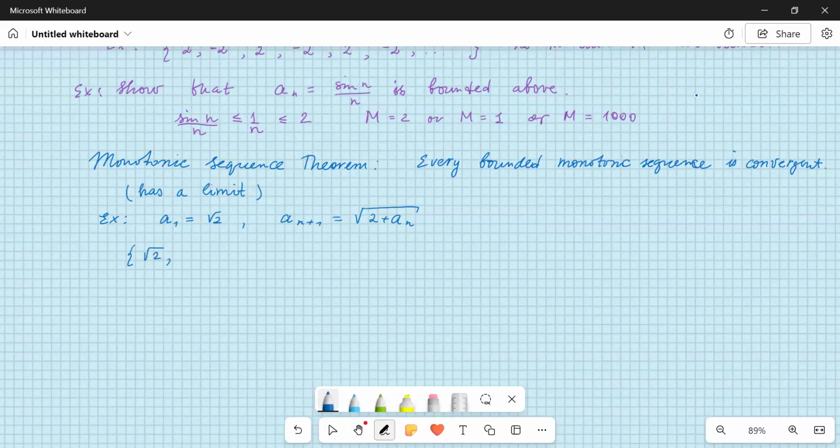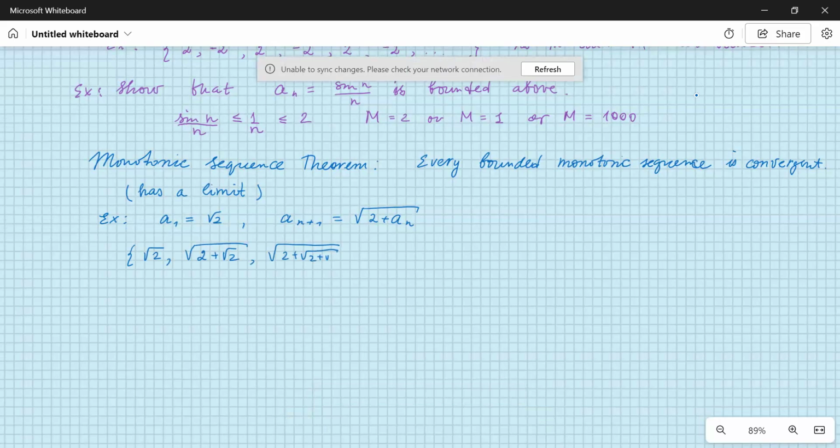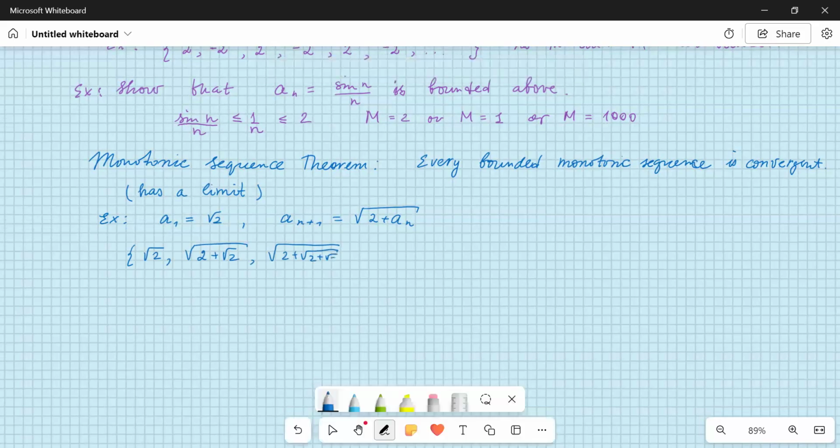The first term is the square root of 2. The second term is going to be the square root of 2 plus the first term, which is the square root of 2. And the next one is going to be the square root of 2 plus the square root of 2 plus the square root of 2. And, well, this is going to continue forever. So we are going to have more and more square roots under the square root. And it is not very obvious how to calculate the limit. We don't even know if the limit exists, because each next term is built from the previous term.